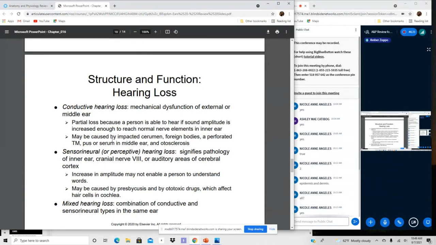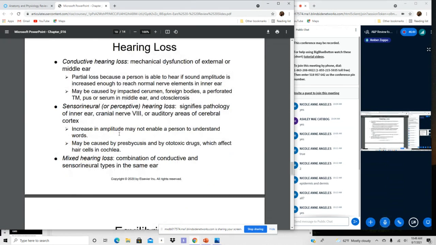It may be caused by impacted earwax, foreign bodies, a perforated tympanic membrane, pus or serum in the middle ear, and otosclerosis. Sensorineural or perceptive hearing loss signifies pathology of the inner ear, cranial nerve 8, or auditory areas of the cerebral cortex. An increase in amplitude may not enable a person to understand words. It may be caused by presbycusis and ototoxic drugs, which affect hair cells in the cochlea. Then there's mixed hearing loss, which is a combination of both the conductive and the perceptive hearing loss.